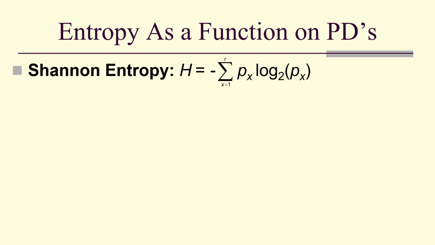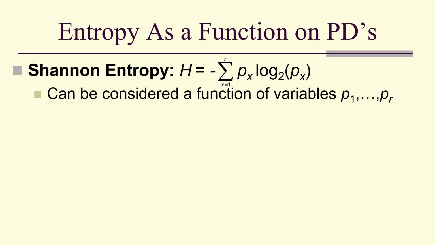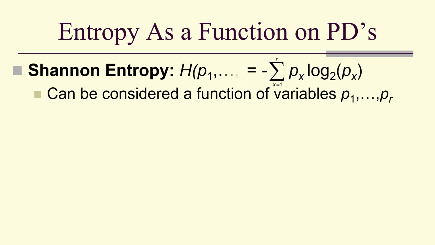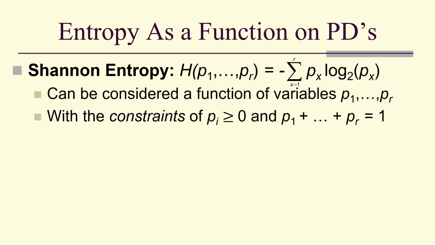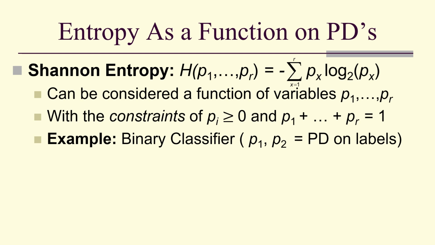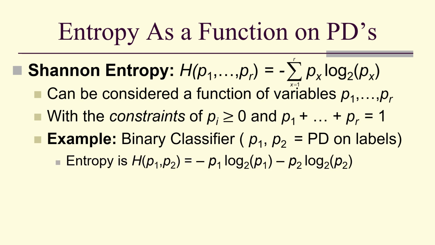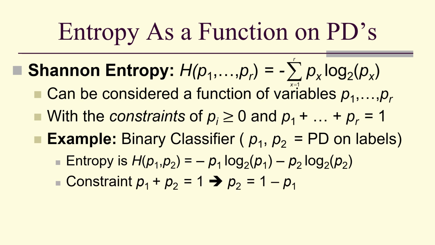So entropy can be thought of as a function on probability distributions. Let me explain. Here's Shannon entropy, and we can think of it as a function of variables P1 to Pr with the constraints that the P's are non-negative and sum to 1. For example, a binary classifier would have a P1 and a P2. The entropy would be h of P1 and P2, which is negative P1 log base 2 P1 minus P2 log base 2 of P2. The constraint, P1 plus P2 equals 1, means that P2 is 1 minus P1.